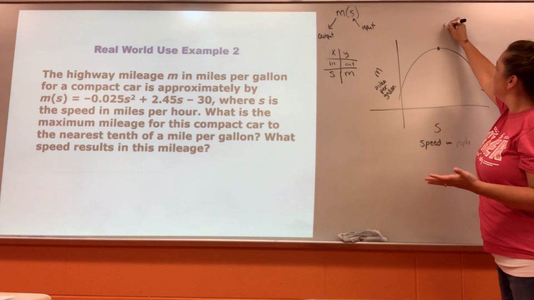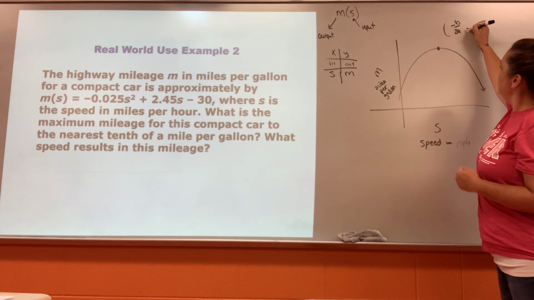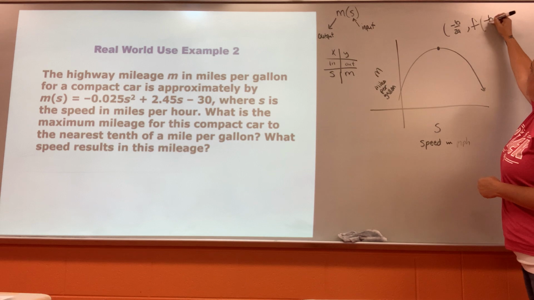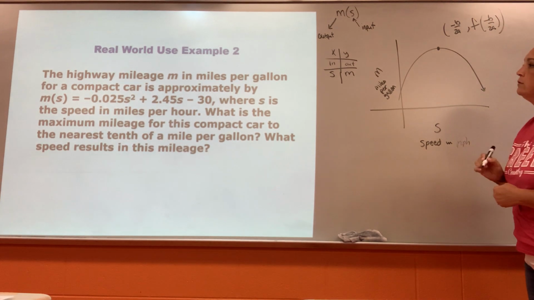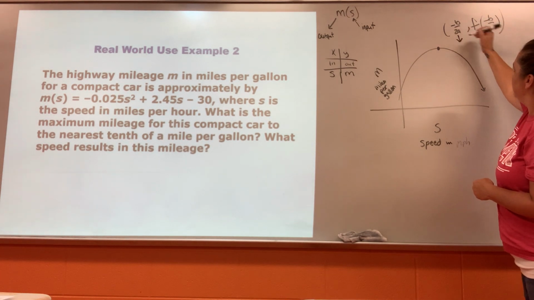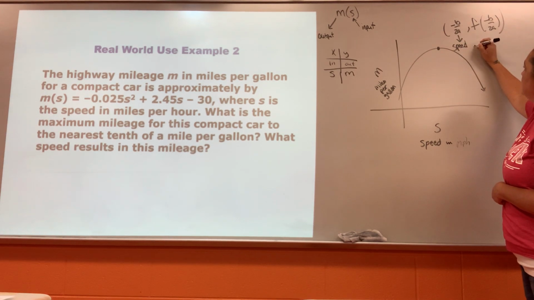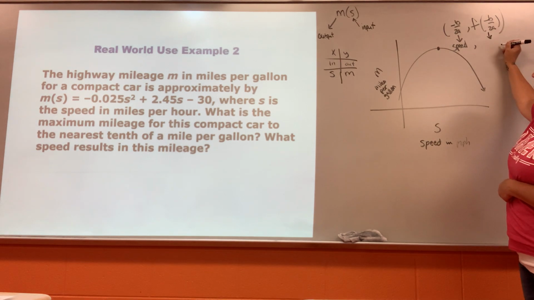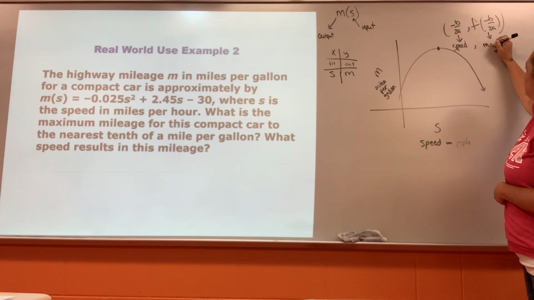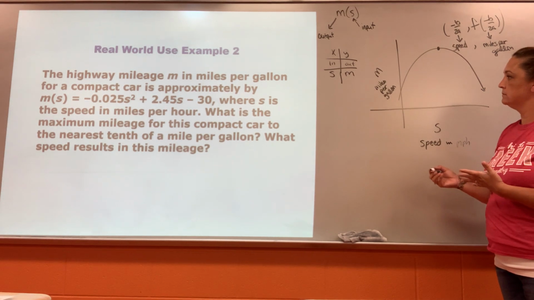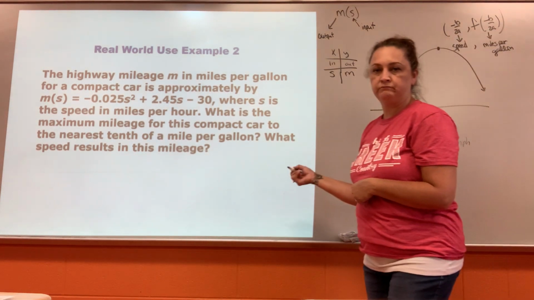We find a vertex by opposite b over 2a, which is your x value of your vertex, and f of opposite b over 2a, which is your y value of your vertex. In this case, that's going to correlate with our speed at the maximum, and this is going to correlate to our miles per gallon. So we just have to calculate those things.